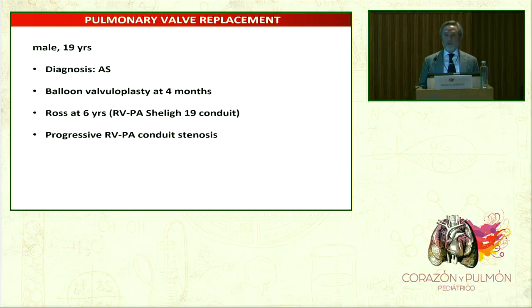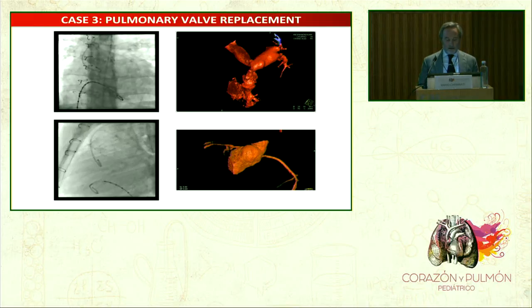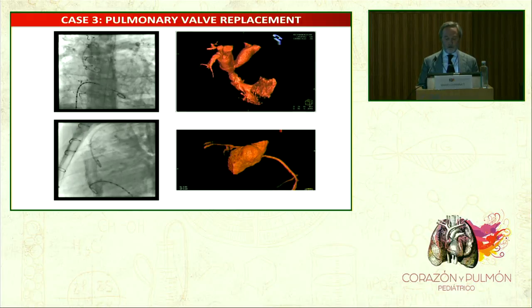Well, pulmonary valve replacement is another case where we started 3 years ago. We routinely do 3D rotational angiography in the cath lab. This is an example of a previously done Ross procedure with a degenerated RV to PA conduit. And this is the conventional angiography in this case, and the 3D rotational angiography and 3D reconstruction.